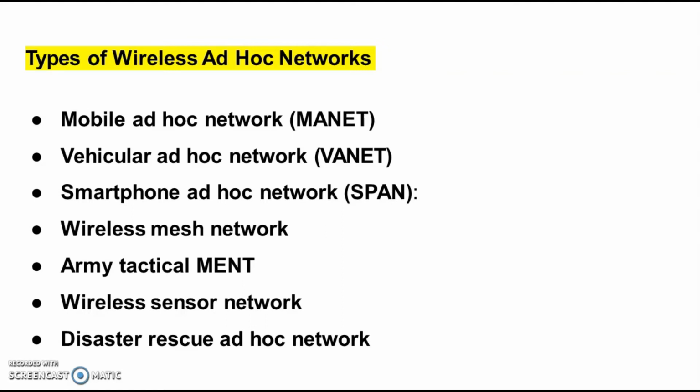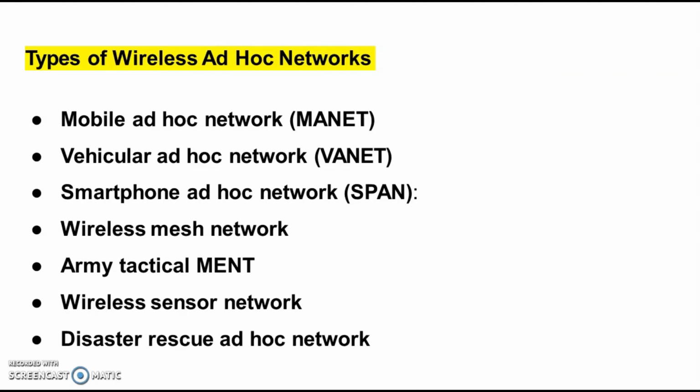Then the next one is the wireless mesh network. This is an ad hoc network in which all the nodes or devices inside the network communicate directly with each other. The connection is made such that all the devices have connections directly between each other. By this, information can be shared or communicated among all the devices present inside the mesh network. That kind of network is called a wireless mesh network.